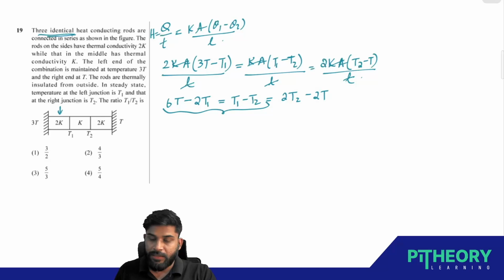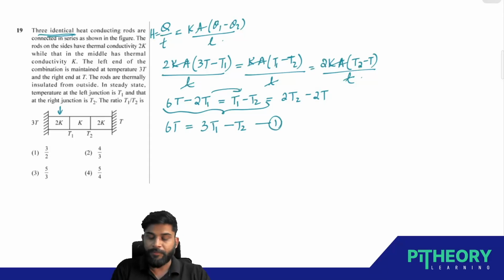60. Let's equate with a T. That's the easiest possible thing. So what you can do, 60 is equal to what? 2T1 if it goes to the right hand side, right? 2T1 plus T1, you will get 3T1 minus T2, correct? That is one equation we can write.